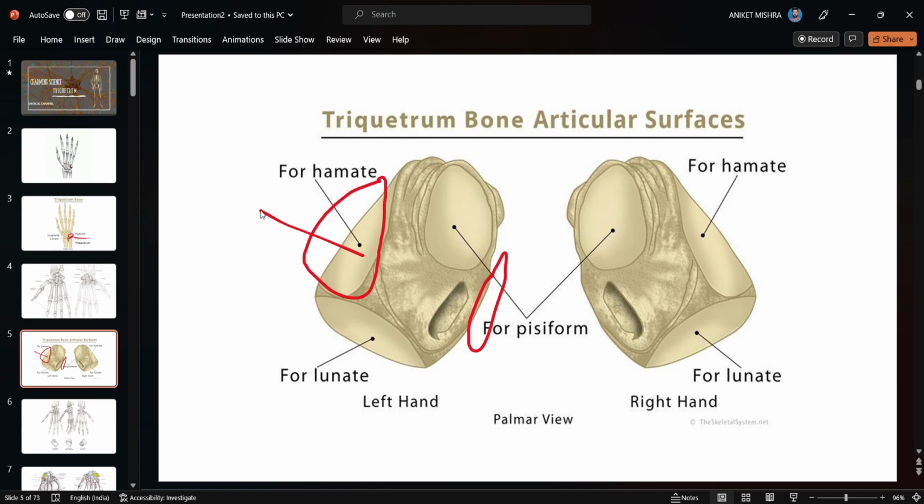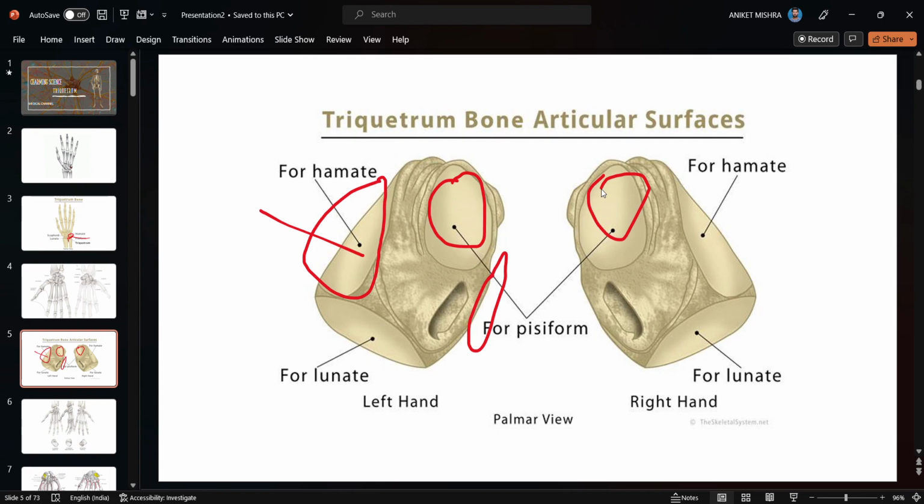The dorsal surface is rough for the attachment of ligaments. The volar or palmar surface presents on its medial part an oval facet. This is the palmar surface, so it has an oval surface for the articulation with the pisiform bone.